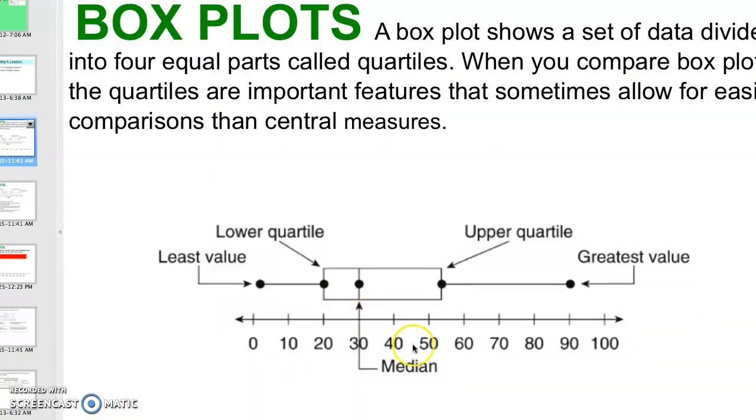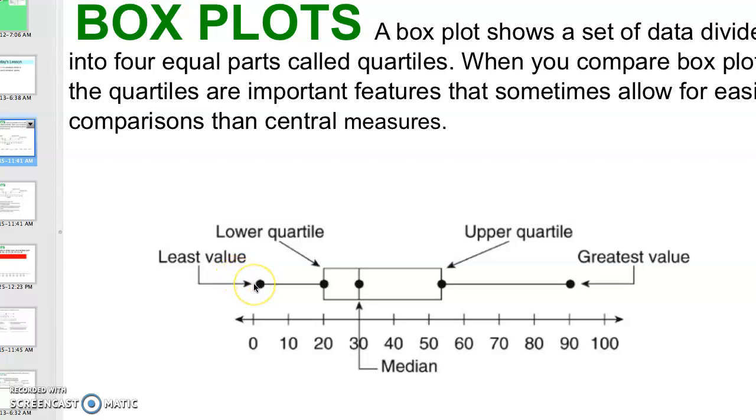Here is an example of a box plot. A box plot shows a set of data, but it's divided into 4 equal parts, and those parts are called quartiles. When you compare box plots, the quartiles are an important feature that sometimes allow for easier comparison than the normal central measures: mean, median, mode. So let's go ahead and look at this here.